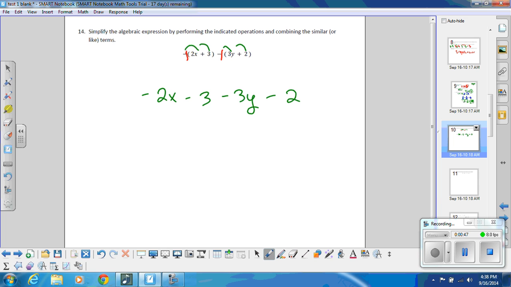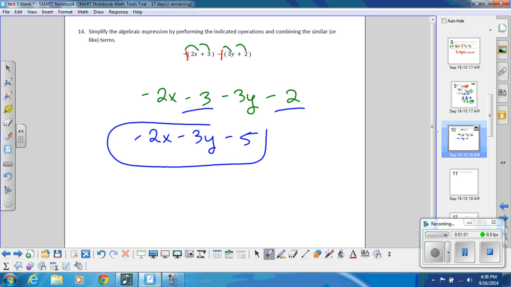Now I need to look and see if I have any like terms to combine. Well, I have an x and a y term. They can't go together. So I'm going to rewrite them. Negative 2x minus 3y. And my negative 3 and my negative 2 can be put together to make negative 5. That's my final answer.